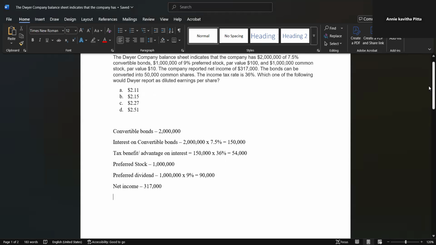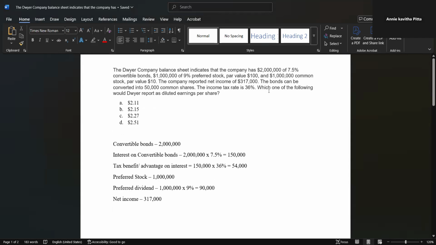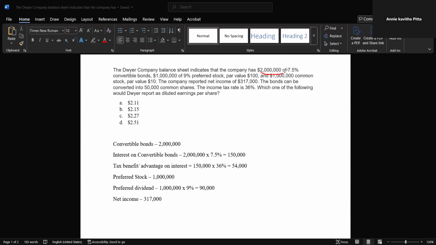There is a question on the screen. The Dwyer Company balance sheet indicates that the company has 2 million of 7.5% convertible bonds. Then we have 1 million of 9% preferred stock, par value 100, and 1 million common stock, par value 10. The company reported net income of 317,000. The bonds can be converted. These are convertible bonds into 50,000 common shares.